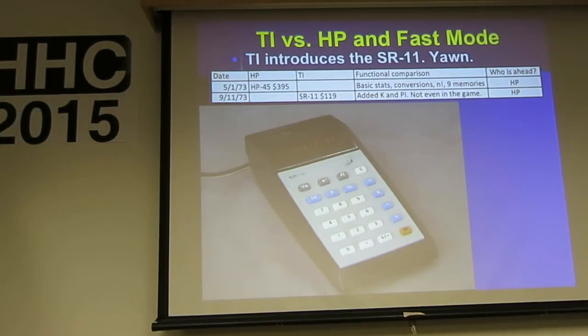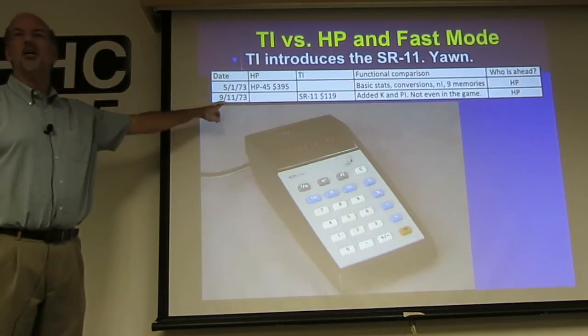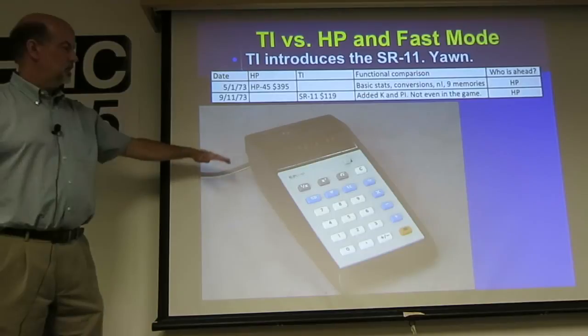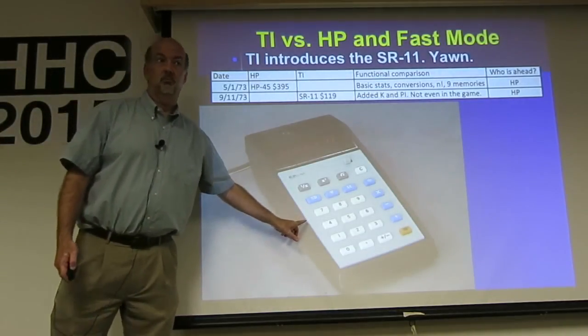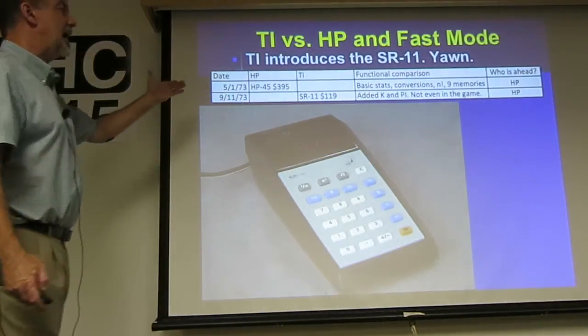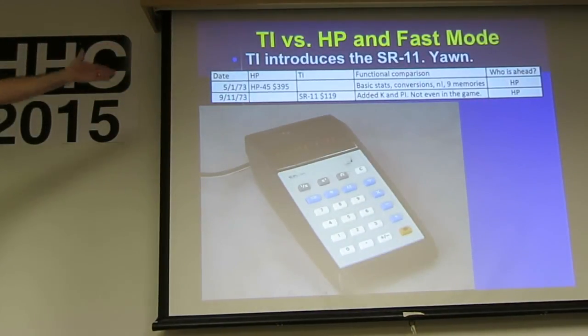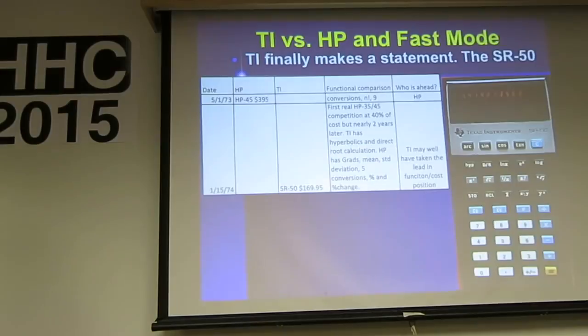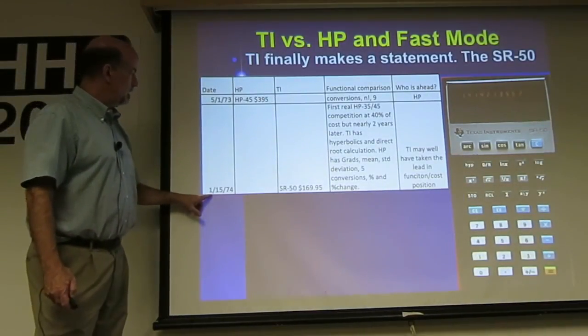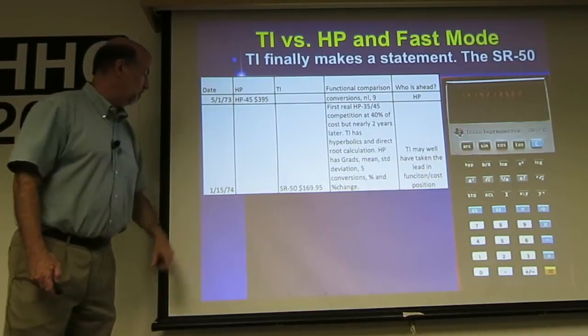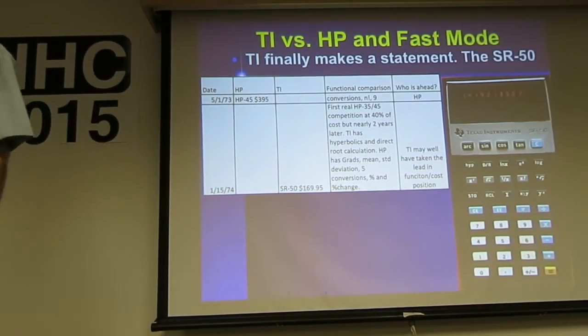Now, again, that is a year and 7 months after the HP 35 came out. TI has managed to make the buttons a little smaller. Who is ahead? It had Pi. TI's not even in the ball game in terms of making a machine. Now, no memory.